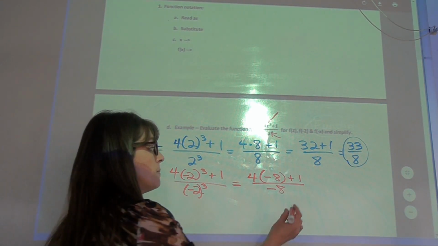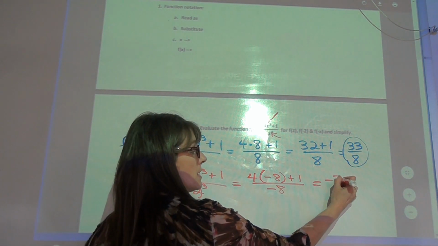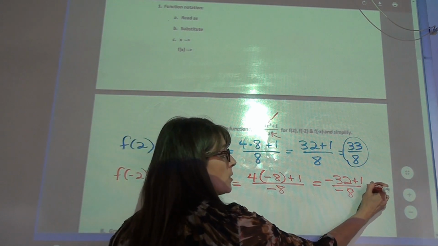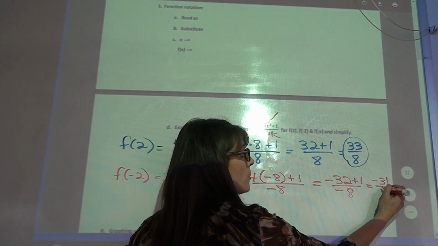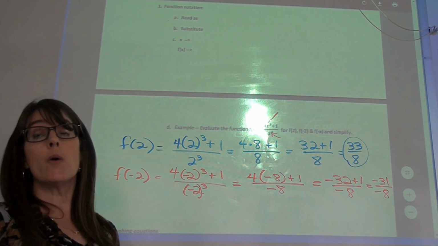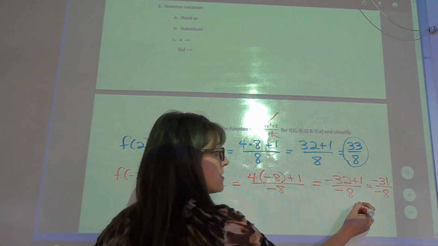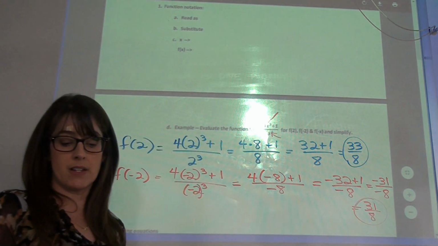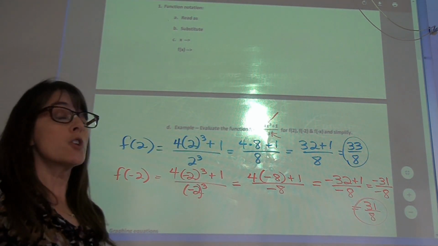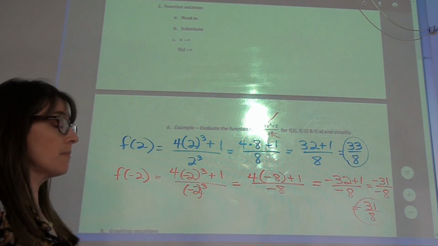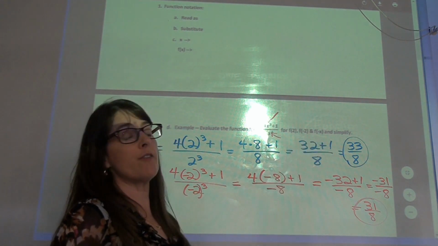Multiplication comes next in PEMDAS, so 4 times negative 8 is going to be a negative 32. And like we did before, we're going to add up on that numerator, getting a negative 31 over a negative 8. And yet again, just simplify if you can. Well, I know that a negative divided by a negative is a positive, but I also know that 31 over 8 does not simplify, and that's as good as that one gets. So that's what happens whenever you evaluate f of negative 2. Now the last one says, let's do f of negative x.